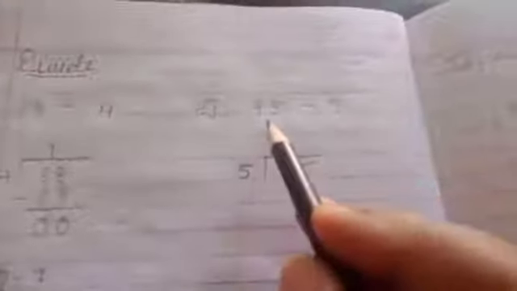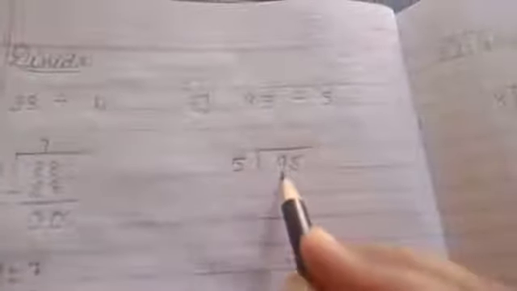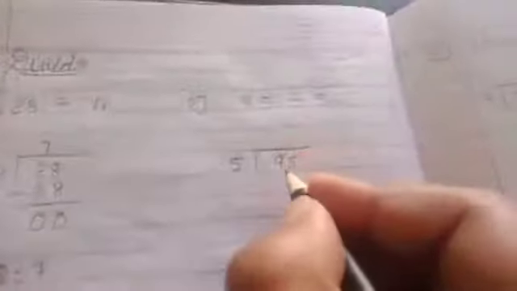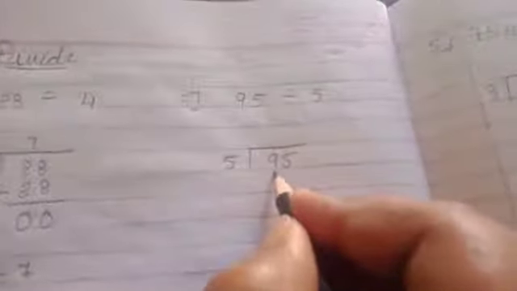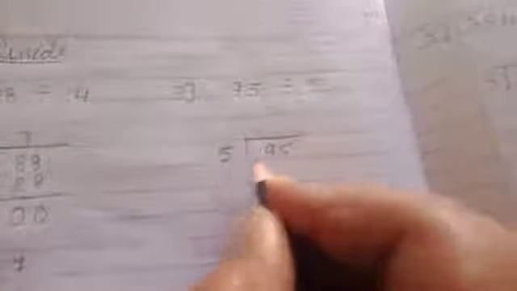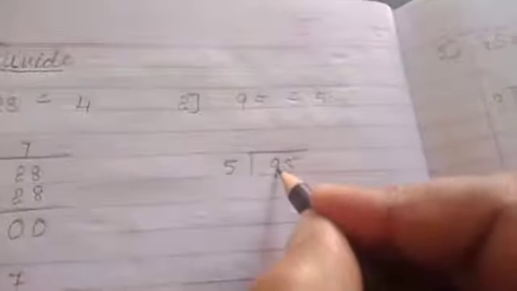Now number 2, 95 divided by 5. So 95 we will write inside and 5 we will write outside. Here 95 is a big number. Okay, in the 5 table it will not come directly. 5 tens are 50 only. So we will take one number first, which is 9. In the 5 table, 5 ones are 5, 5 twos are 10. So 10 is greater than 9, we can't subtract. So we will take 5 ones are 5.